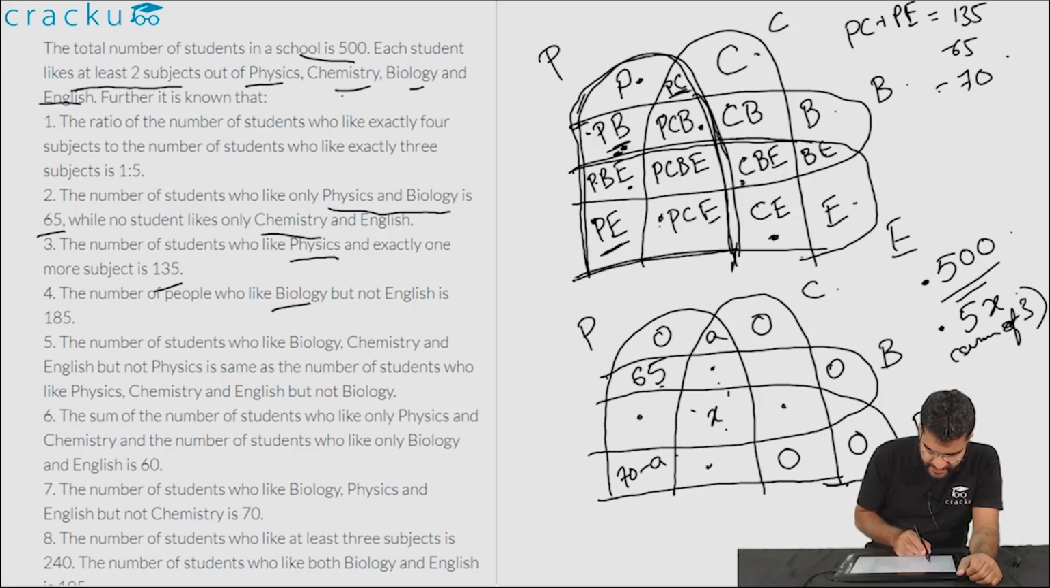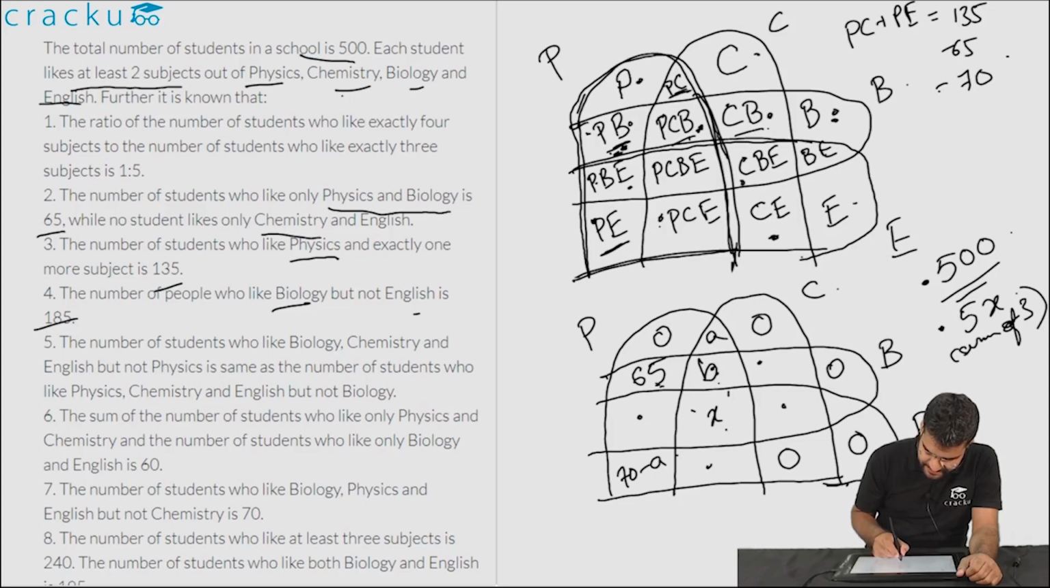The number of people who like biology but not English is 185. The number of people who like biology but not English will be the sum of these 4 cells. That is PB plus PCB plus CB plus B. This is equal to 185. We know that this is equal to 65. So the sum of PCB and CB, that is these 2 cells, will be 120.